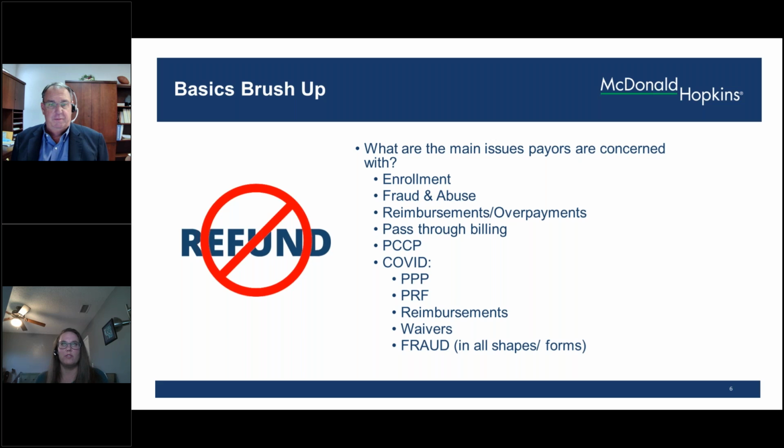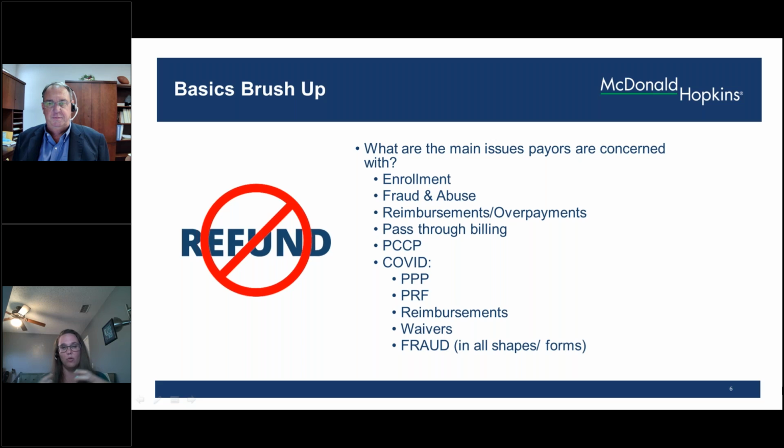So one of the goals today is to provide suggestions on how to avoid those types of clawbacks from payers. So it makes sense to review what payers are looking at. These are some of the things we have listed that are the real main issues that payers are concerned with: enrollment, fraud and abuse, reimbursements and overpayments, pass-through billing, which is when you are billing for something that you have not personally performed, and PCCP billing, which is a type of billing that's specific to pathology in all the instances that I've seen it.